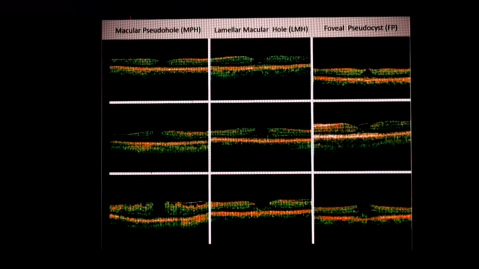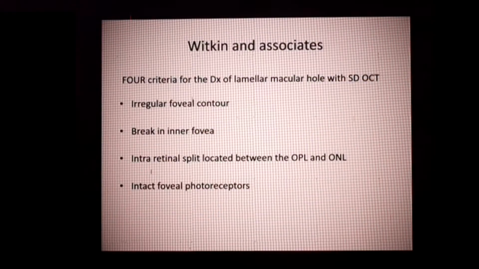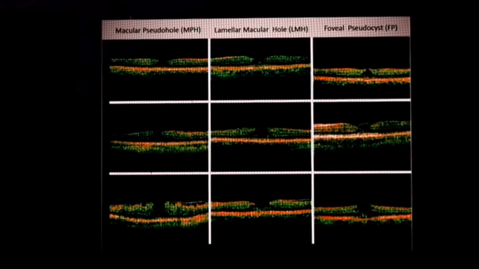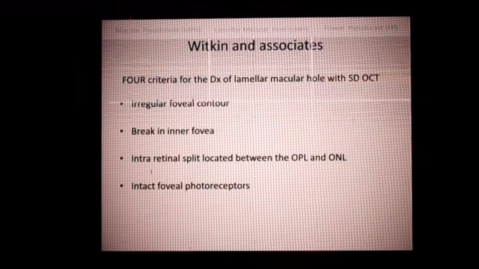And in the pseudo-hole, there was extension of the cavity of the lamellar macular hole, you can see here. And there was a lateral extension in the lamellar holes that they described, with clear splitting of the outer and inner retinal layers. And in the foveal pseudocysts, they found that the cysts were mainly in the inner retinal layers with attachment to the posterior hyaloid, with focal attachment at the fovea and detachment elsewhere.